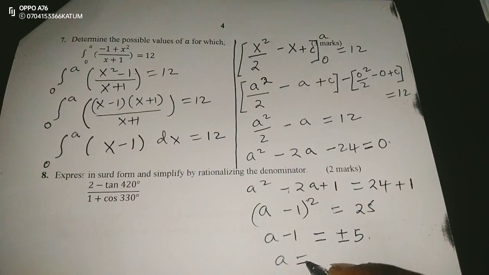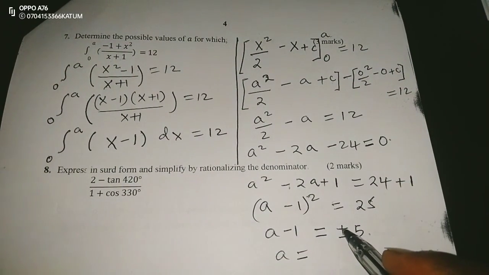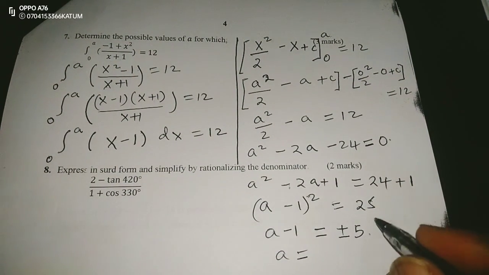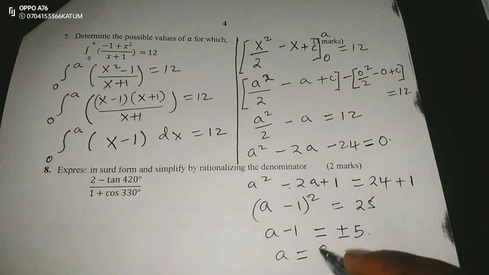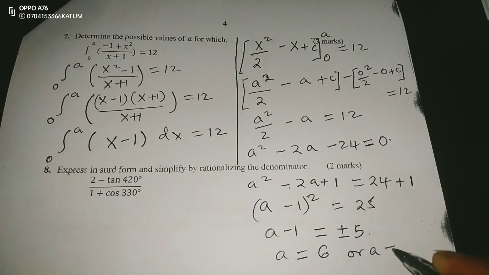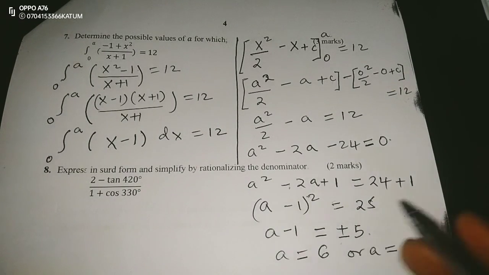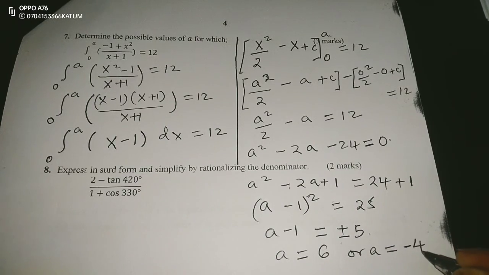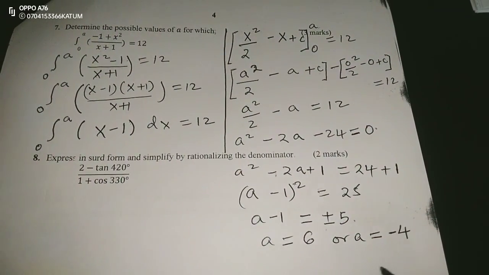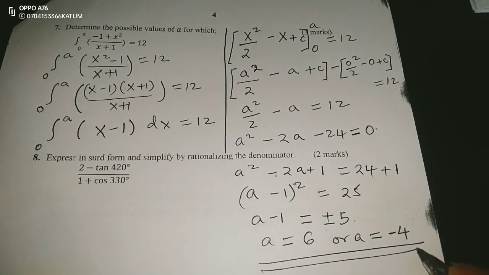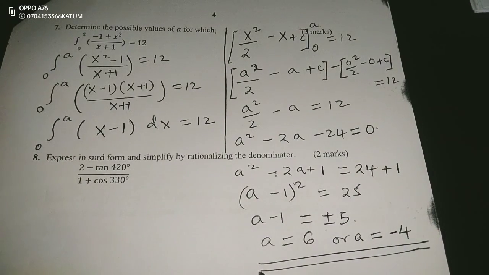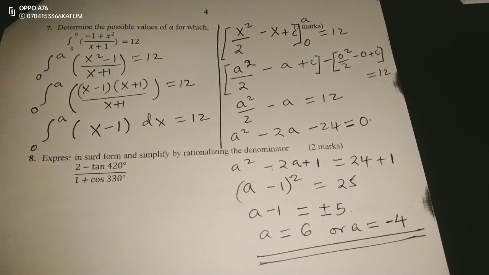Then a is going to either be 5 plus 1, which is 6, or a is equivalent to -5 plus 1, which makes it -4. So the two possible values of a are either 6 or -4.